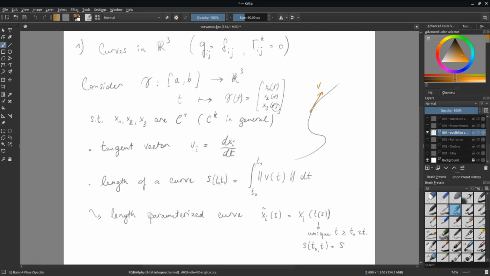And we'll ask here that my functions are at least C1, so they're all differentiable, but for later we might need that to be stronger, so we might need it to be differentiable twice or more. And so a natural vector that we can ask for is the so-called tangent vector, simply the derivative of my curve, dx over dt, where t is the parameter that lets me slide along my curve.